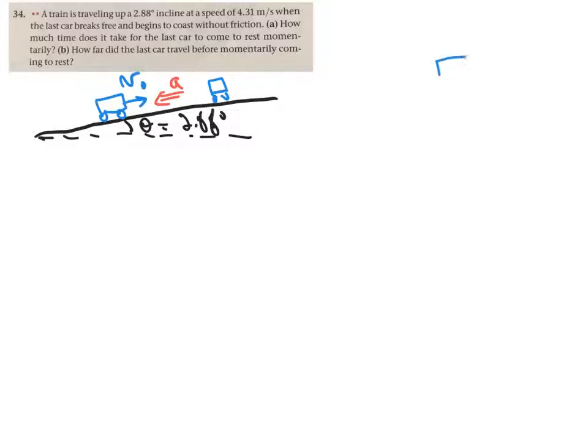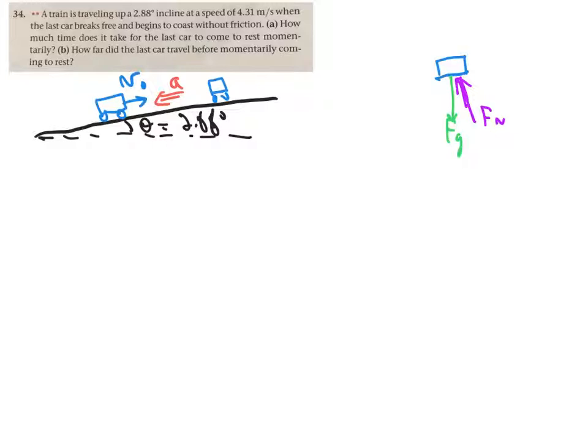So here is the cart, and there are a bunch of forces. There's gravity, which pulls straight down, and there's a normal force, which is the force of the road or the rails against the tires, and that points perpendicular to the incline. And that's going to be the key bit.